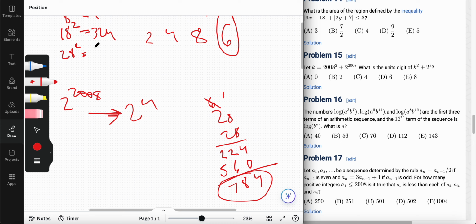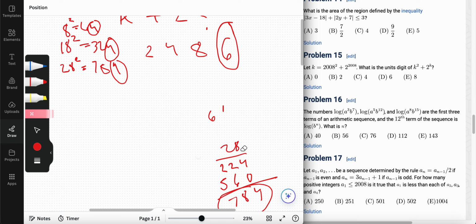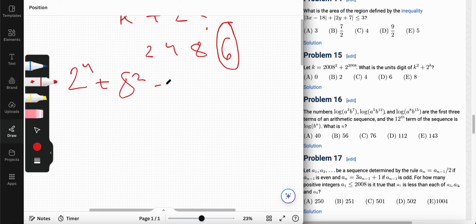If you think about it this way, whenever we have a number ending in 8, we always have 4 as a unit digit. So I can say that this is the same as 8 squared basically. So 8 squared plus 2 to the 4th. I can simplify all of this, which is amazing because it makes it so much easier. 2 to the 4th plus 8 squared is equal to k. This is just 16 plus 64, which is 80. So we can just say k is equal to 80.